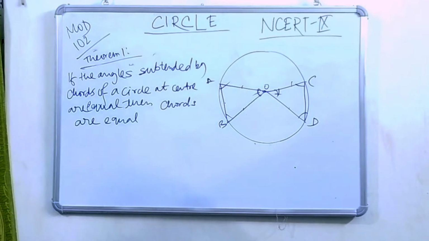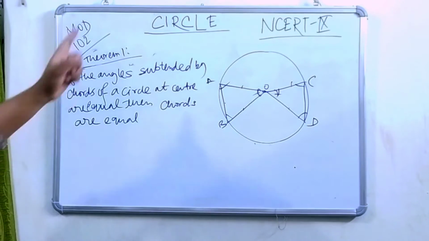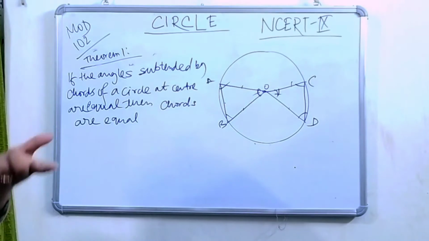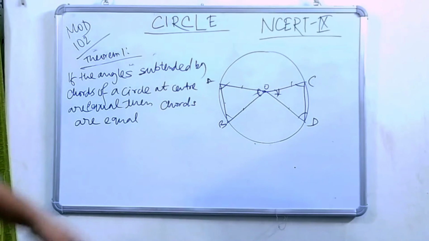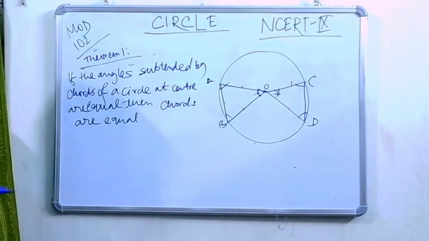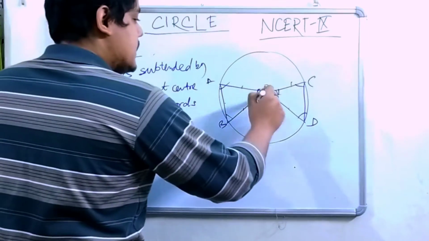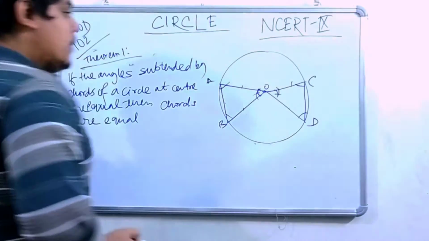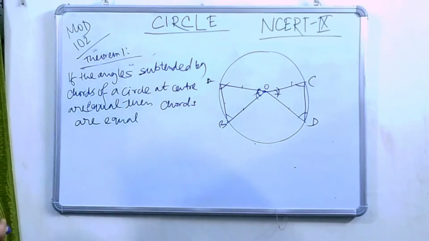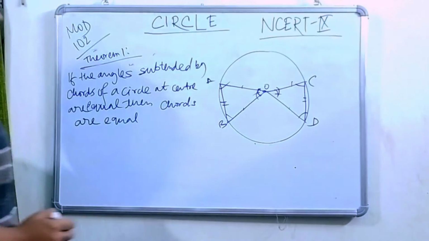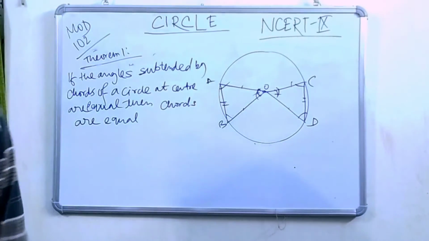So guys, the next theorem we have is that if the angles subtended by chords of a circle at the center are equal, then the chords will also be equal. The previous one we had was that if the chords are equal, then the angles will be the same. Now we have the angles being the same. If they are subtended at the center by the chords, then the chords also will be the same. I have to prove that AB equals CD if these two angles become equal.